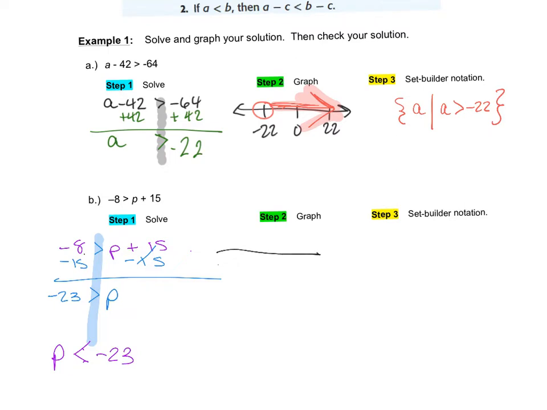P is less than -23. Graph, number line. If this is 0 and this is -23, this is +23. Less than, not or equal to, is just less than -23, so it does not include -23, it's an open circle, and less than shades to the left. Set builder, the values of p such that p is less than -23, closed set builder notation. So this was adding and subtracting.